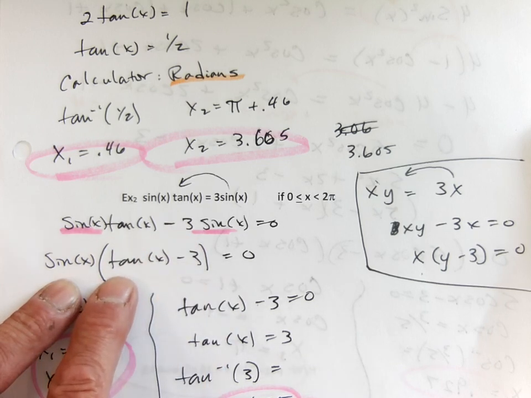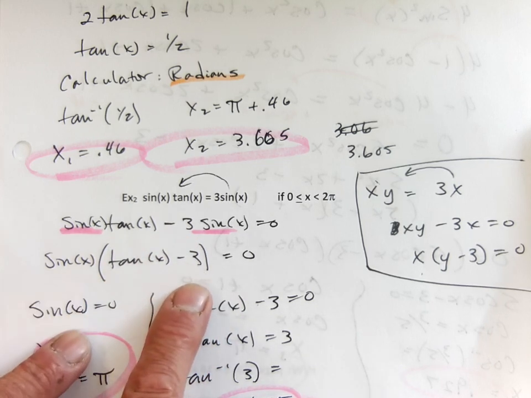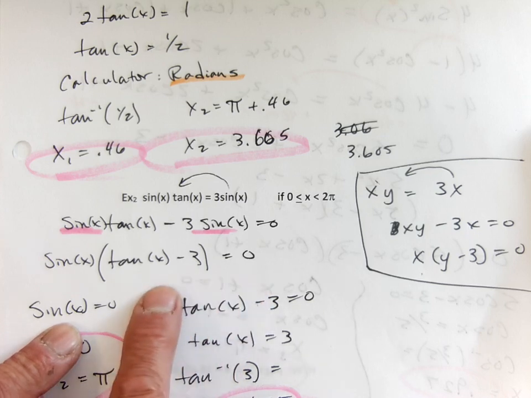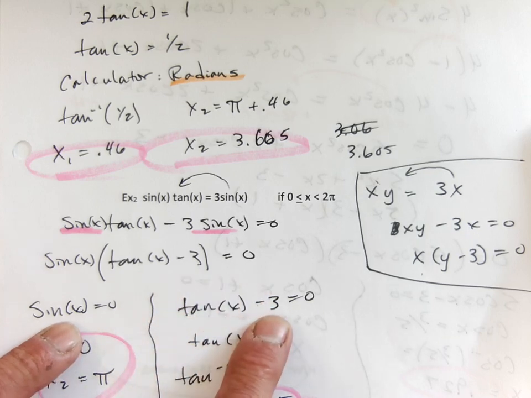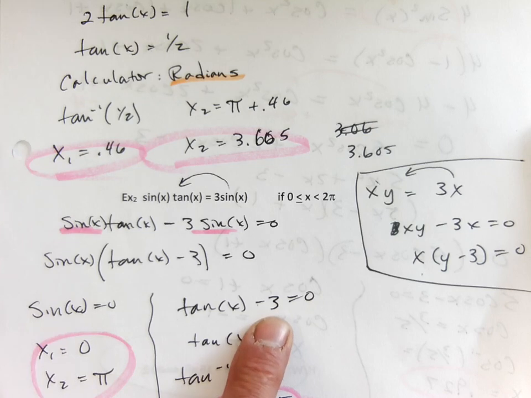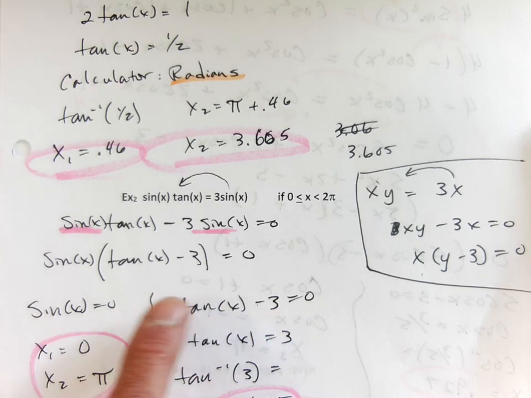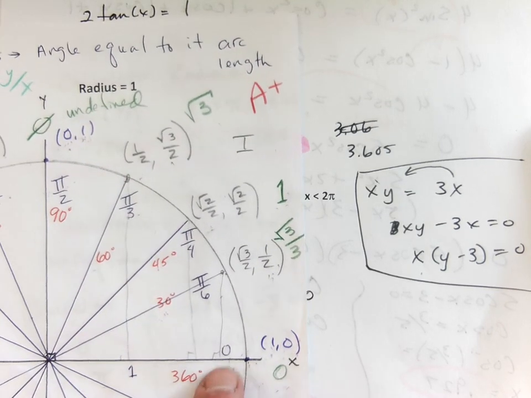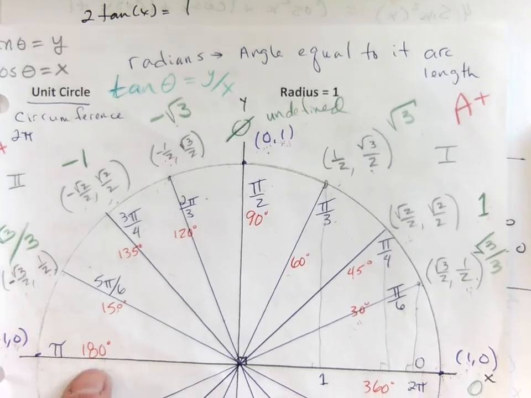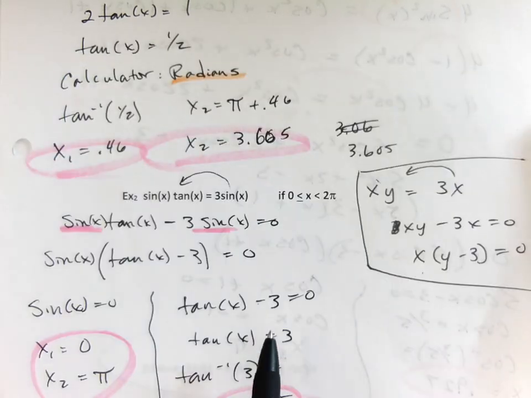I have many equations now. They're different, but they're many equations. Sine of x equals 0 and tangent of x minus 3 equals 0. Now, sine of x equals 0, that's on the unit circle. Sine's the y value, and it happens here at pi and 0. Tangent equals 3, I'd use my calculator, tan inverse of 3, and I got 1.25 as my third angle. To get the reference angle, I added pi to it, and I got about 4.39.